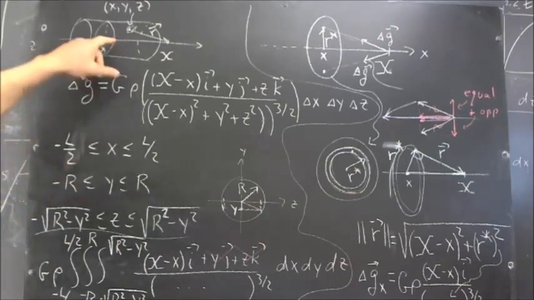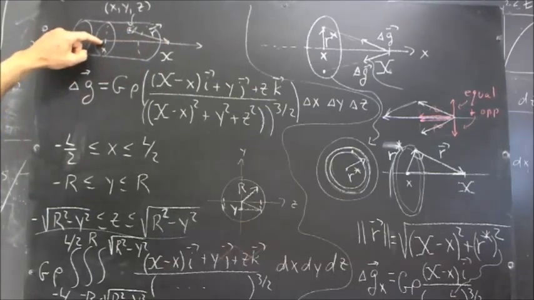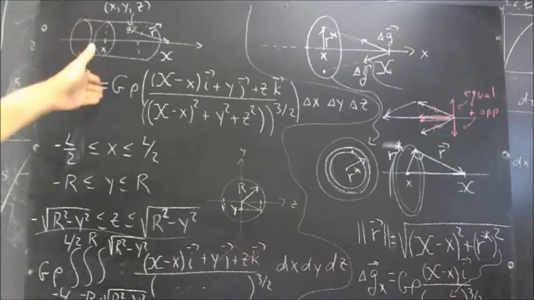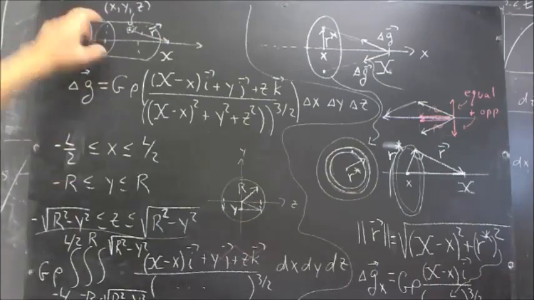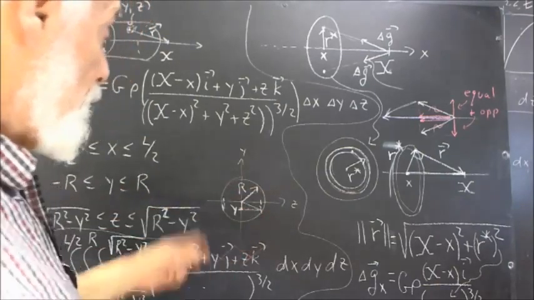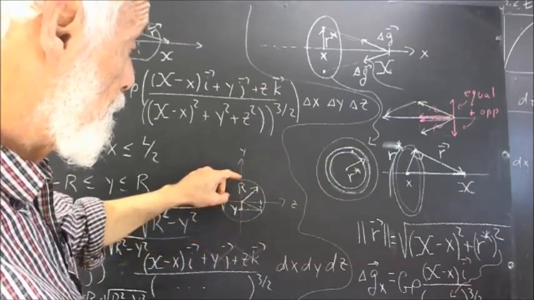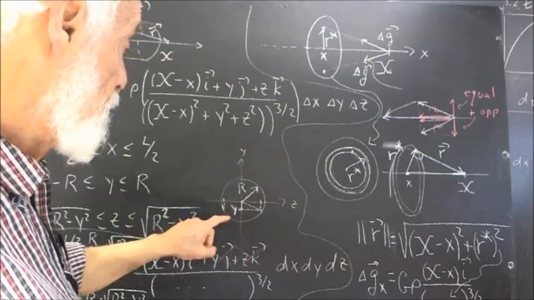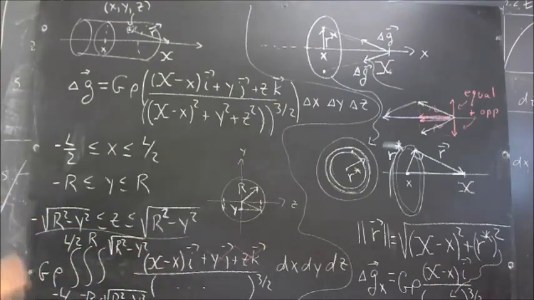For any x from negative L over 2 to L over 2, for example, maybe this x, we get a corresponding circle, a cross-section perpendicular to the x-axis, and that's going to be this circle. And again, the y-coordinate could go from negative R to R, and for any given y between negative R and R, the z goes from here to here. Okay, that gives rise to the triple integral.